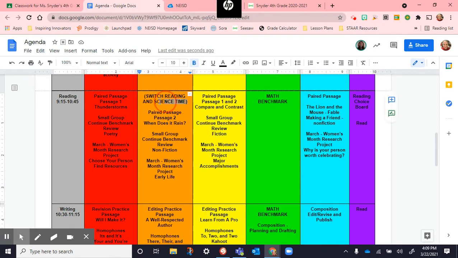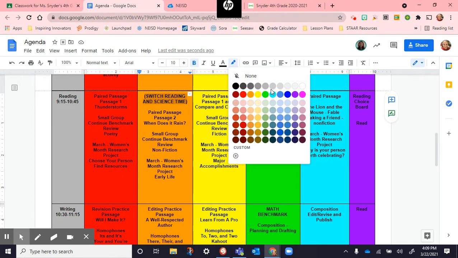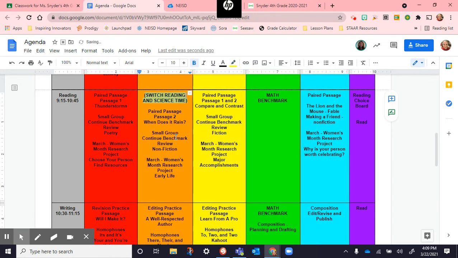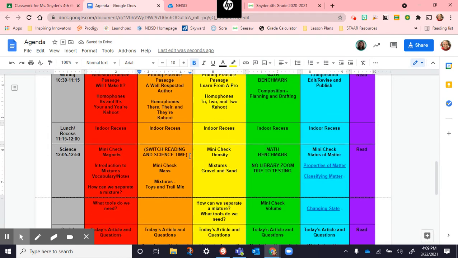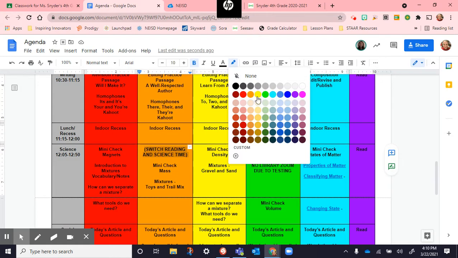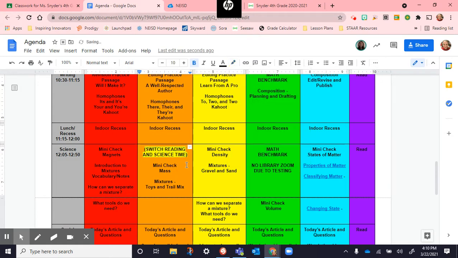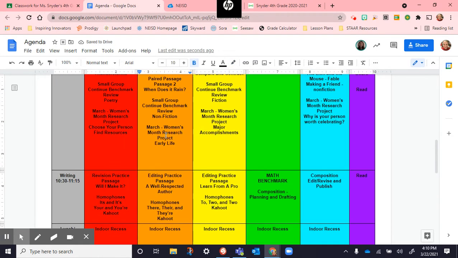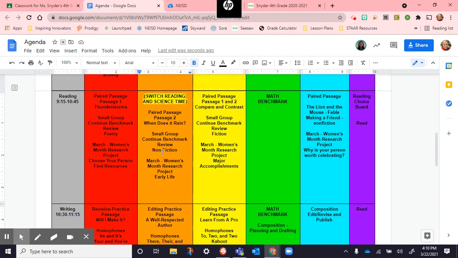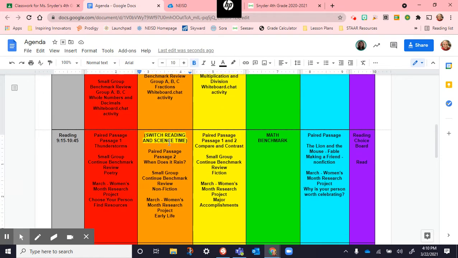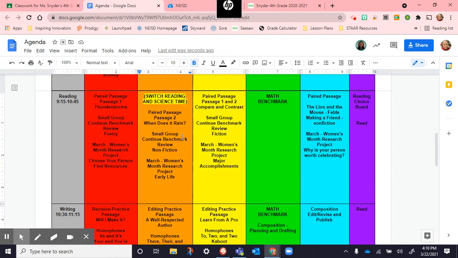So what I put on here, let me highlight this to make it stand out. I put on here that we are going to switch reading and science time. So in our reading time, we will do our science labs together. And then in our science time, when I'm gone, you guys can do this portion of the reading, and we'll just switch them. All right. So for reading, after lunch, you'll come back, and instead of doing science, we'll do reading.